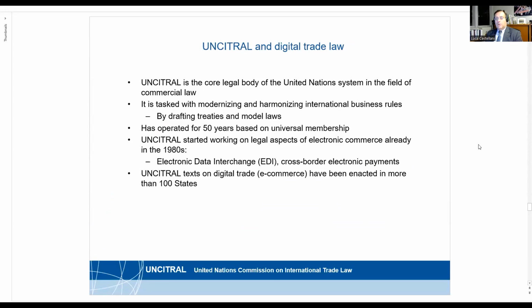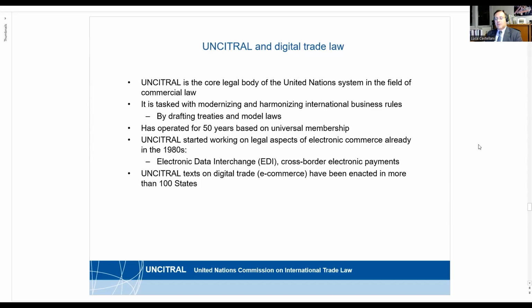Now, coming to the role of UNCITRAL and the digital trade law. UNCITRAL is the core legal body in the United Nations for commercial law. In particular, it promotes the harmonization of international trade law, but also its modernization. And sometimes the modernization impacts also national law, not necessarily only international. It produces treaties, model laws, other legislative texts, but also guidance texts, and has been established in 1966, so it has more than 50 years of work.